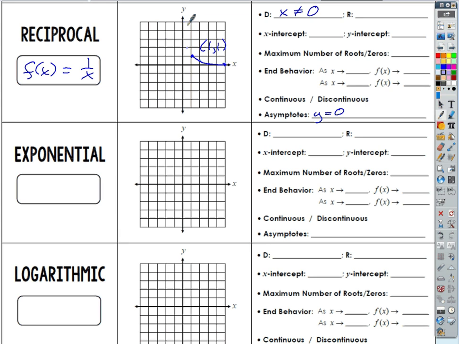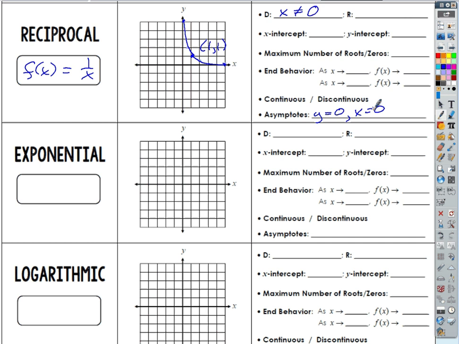So what's it doing on the other side? Same kind of thing with the y-axis, isn't it? It's going to continue on up like that. So it's asymptotic on the x-axis, which is y equals 0, and it's also asymptotic on the y-axis. What's the equation of the y-axis? x equals 0. So we're asymptotic on both of those axes.